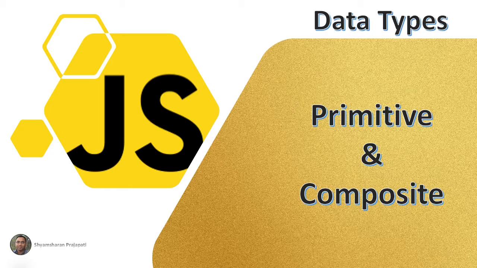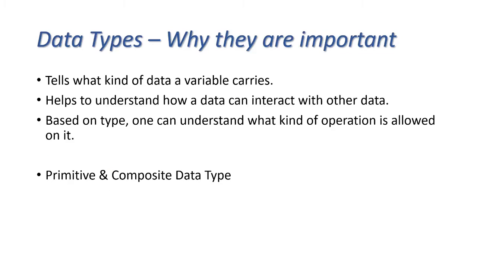And before heading toward the different kinds of data types, we should know the importance of these data types. Before using any variable, if we have enough information about the kind of data it carries, it would be helpful to perform different kinds of operations on that variable. So a data type tells what kind of data a variable carries, and it helps us understand how data can interact with other data.